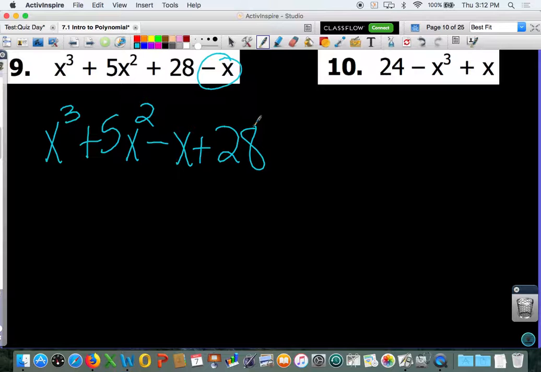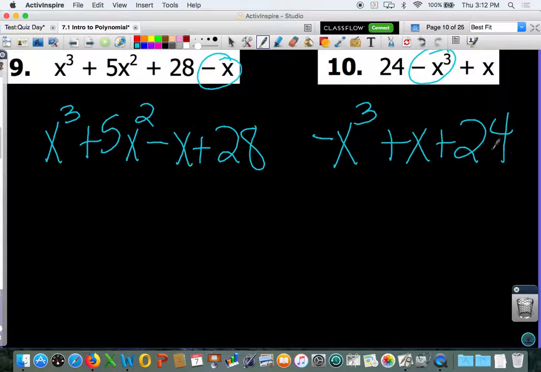Speaking of things not in order, negative signs, I've got negative x to the third power. That has to go first, and that negative has to go with it. So remember, if there's nothing in front of it, it's automatically positive.